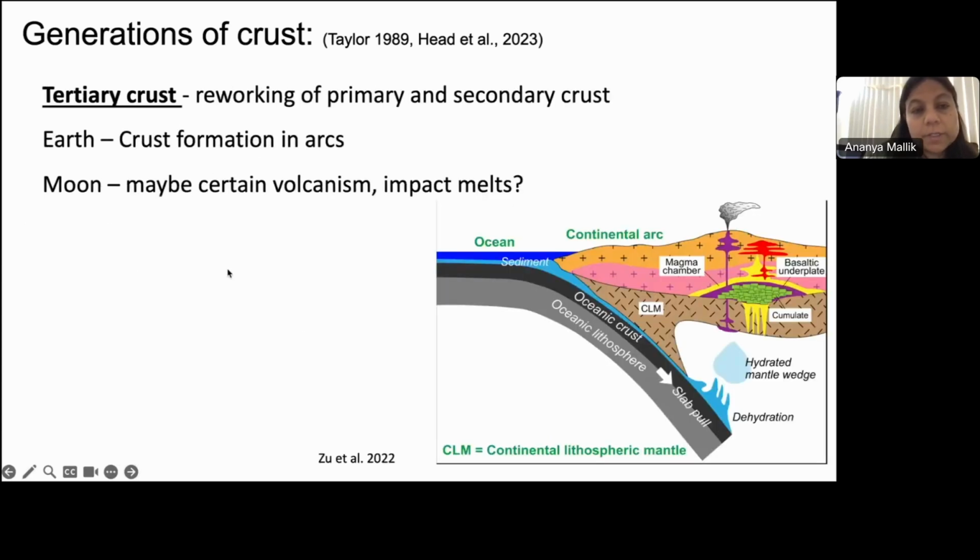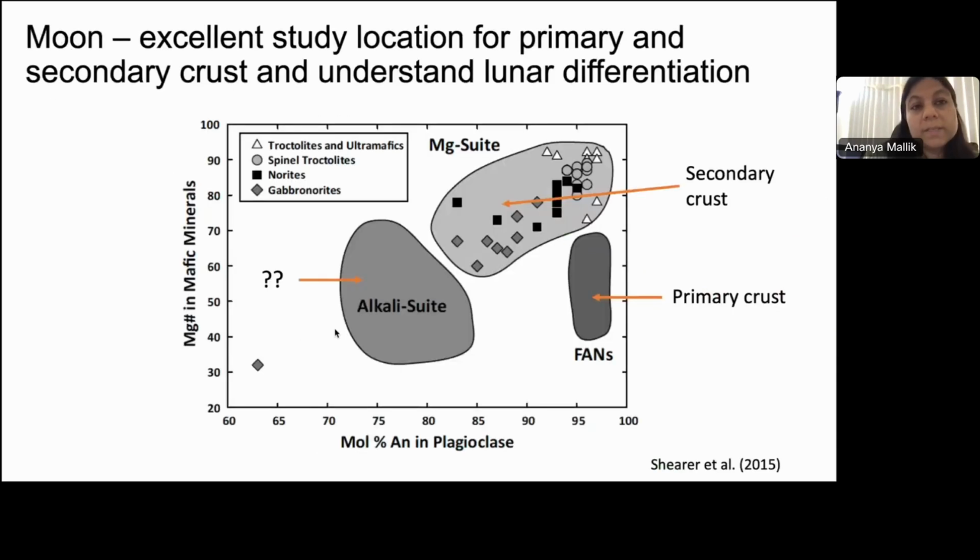And then, of course, the tertiary crust, which forms by reworking of the primary and secondary crust. On the Earth, we have continental crust formation in arcs as an example of that. On the moon, maybe there is some later volcanism which reworked primary and secondary crust, or maybe some impact melt which formed later, which may have reworked primary or secondary crust. But no matter what, I think we can all agree that the moon is an excellent study location for studying the different generations of crust, especially the primary and secondary crust, and also that would shed light into lunar differentiation.